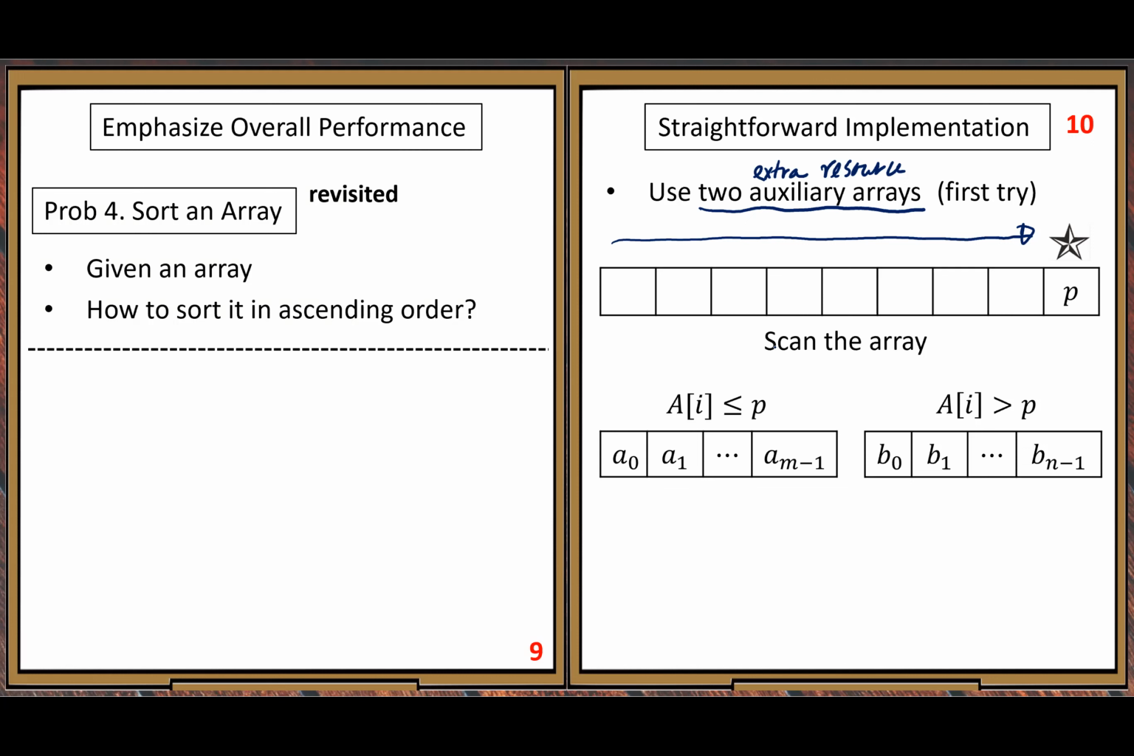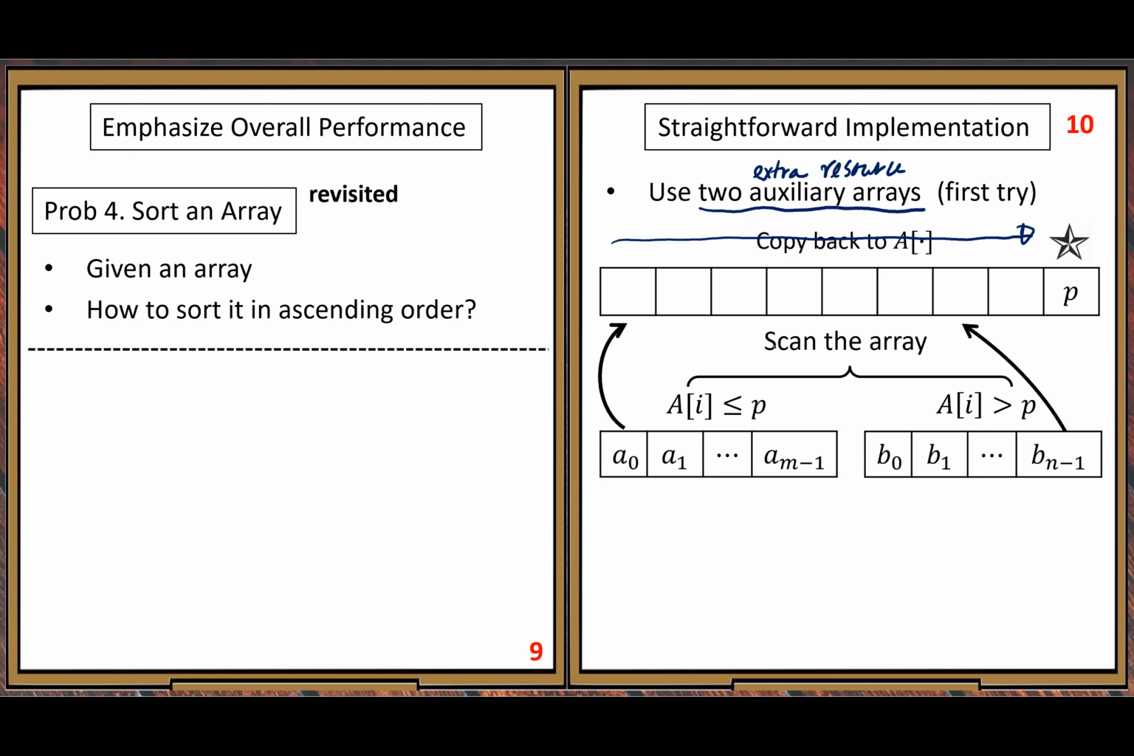How simple it is. One scan from left to right, and you will get the split, A subarray and B subarray. After that, you just copy your data back from the subarrays to the original array. That's the split. So we get what we need.